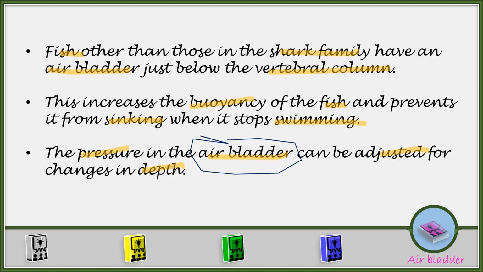So when the fish wants to sink, to go down, it empties the air bladder. But if the fish wants to move up, it will fill the air bladder with air so that it becomes lighter and then it can move up. But if it removes the air from the air bladder, then the fish will sink because it is becoming heavier.